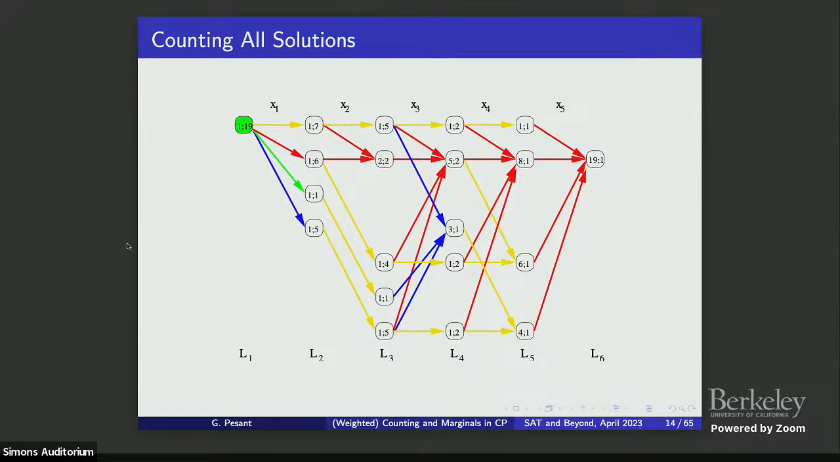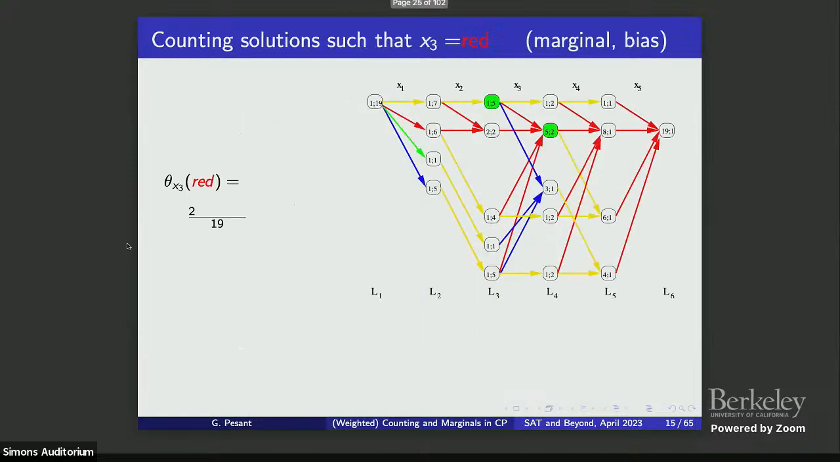Okay. What if I really want to know how many solutions have X3 taking the value red? You want to compute this marginal, or bias, depending on the terminology you're familiar with. So I'll notate this as theta of X3 of red. Well, you've got 19 solutions in all. You look at the arcs corresponding to the layer for X3 here. You look at all the red arcs, and you want to know how many paths go through one of these red arcs, corresponding to a value of red being assigned to X3.